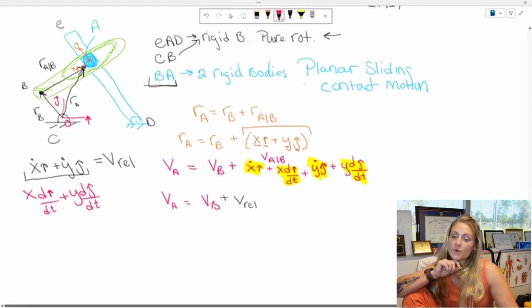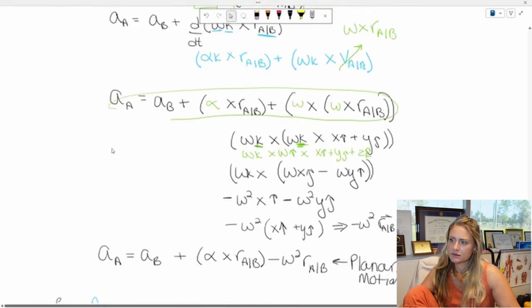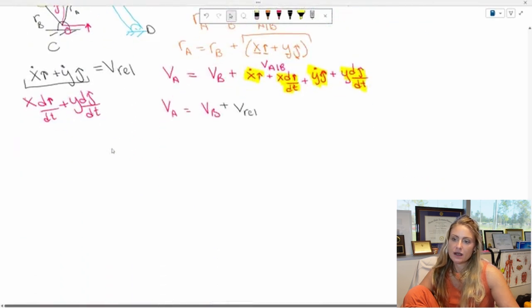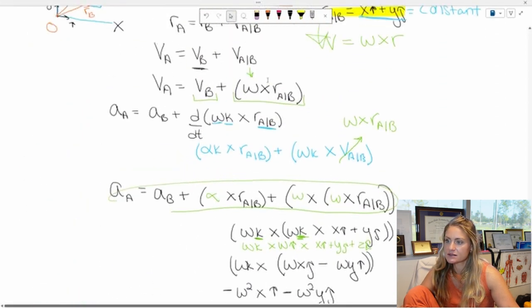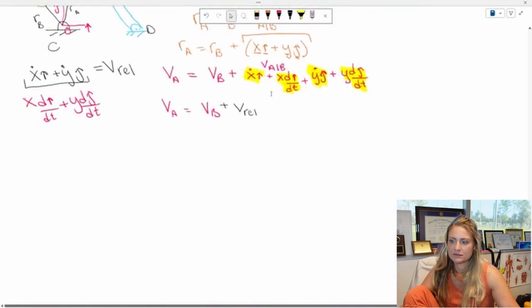Okay. What is the derivative of unit vector i? Did we do that up here? No, we didn't. Okay. So what is the derivative? Up here, we actually did do that. We said, what is the velocity? How can we represent that in pure rotation? And I said, well, it's just omega cross r. It's the same thing down here.